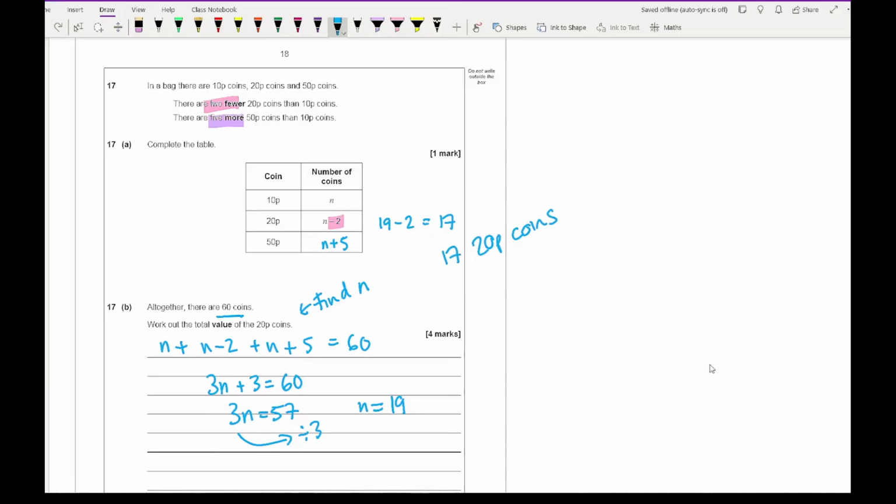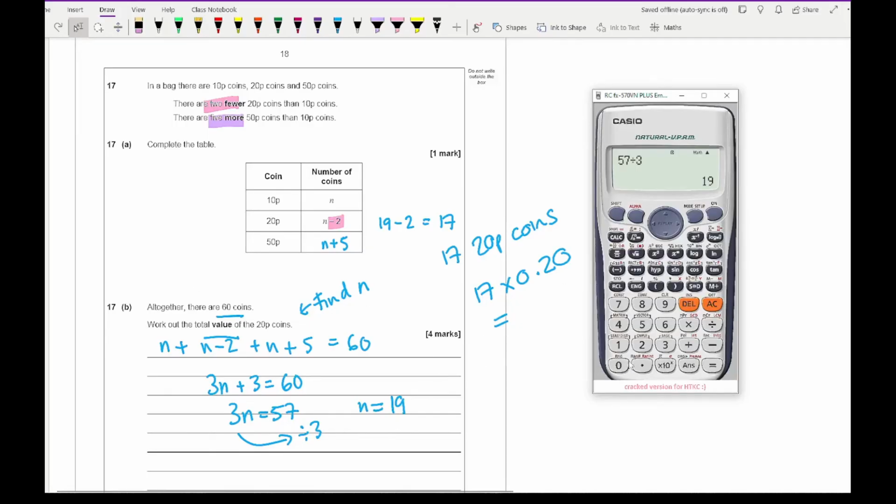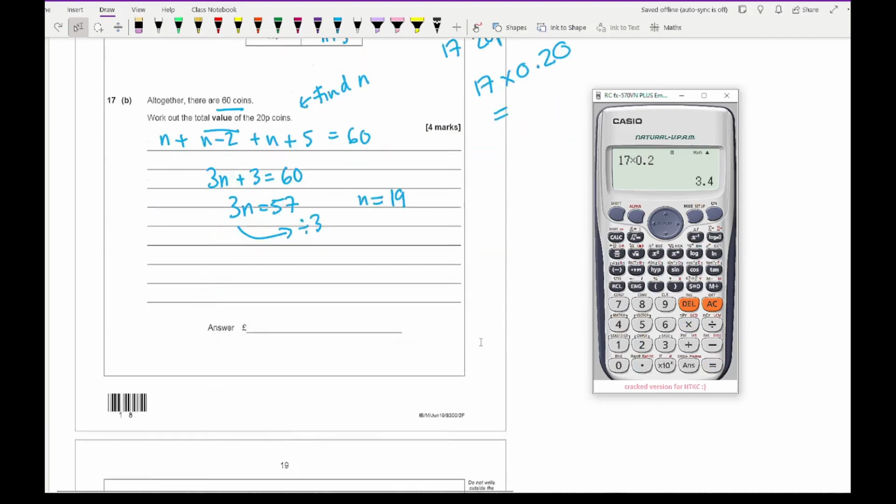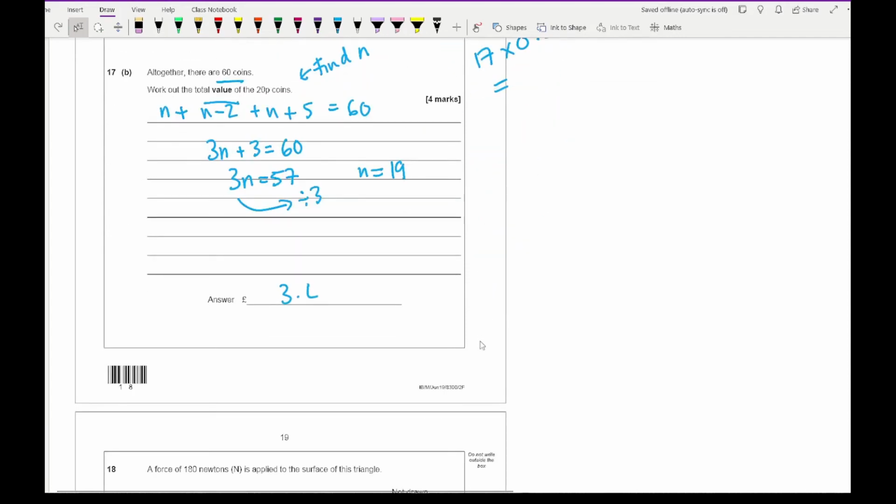Now the question is asking us to work out the total value. So what we need to do is do 17 multiplied by 0.20, so we can have our answer in pounds. If we wanted to work it in pence, we just do 17 times 20. But again, reach for my calculator, and we're going to type in 17 multiplied by 0.2, and that gives me an answer of £3.40. Now remember, if you do work it out as 340 pence, then make sure that you do convert it, because it symbolises that we want the answer in terms of pounds.